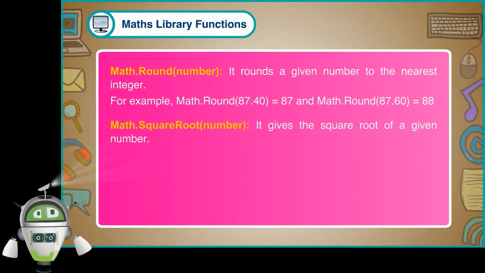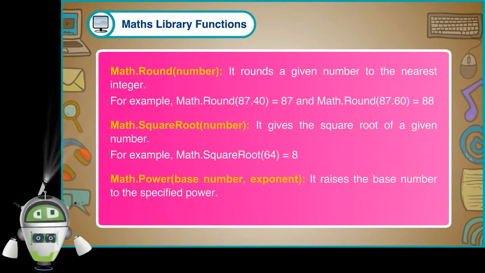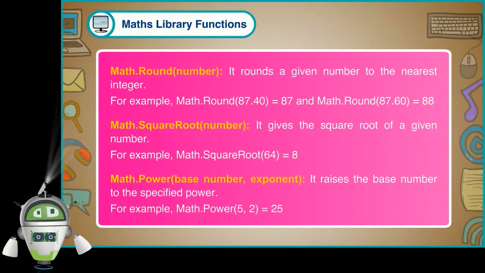Math.SquareRoot(number). It gives the square root of a given number. For example, Math.SquareRoot(64) is equal to 8. Math.Power(base number, exponent). It raises the base number to the specified power. For example, Math.Power(5, 2) is equal to 25.